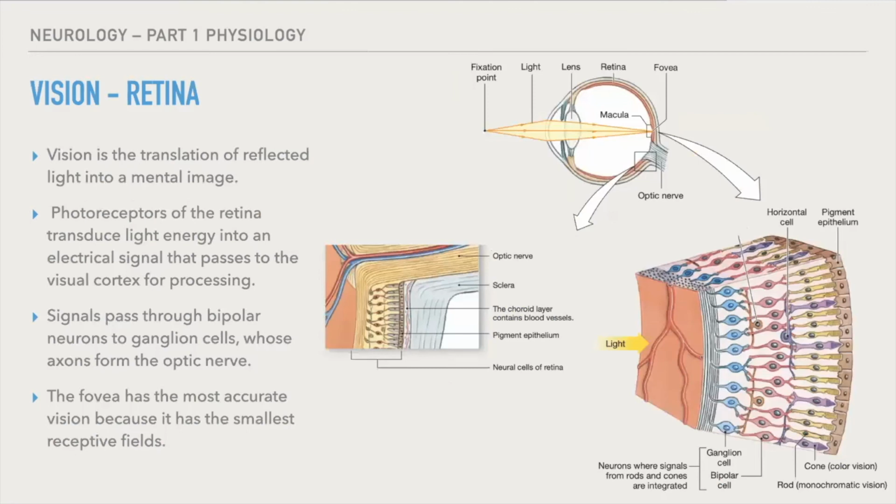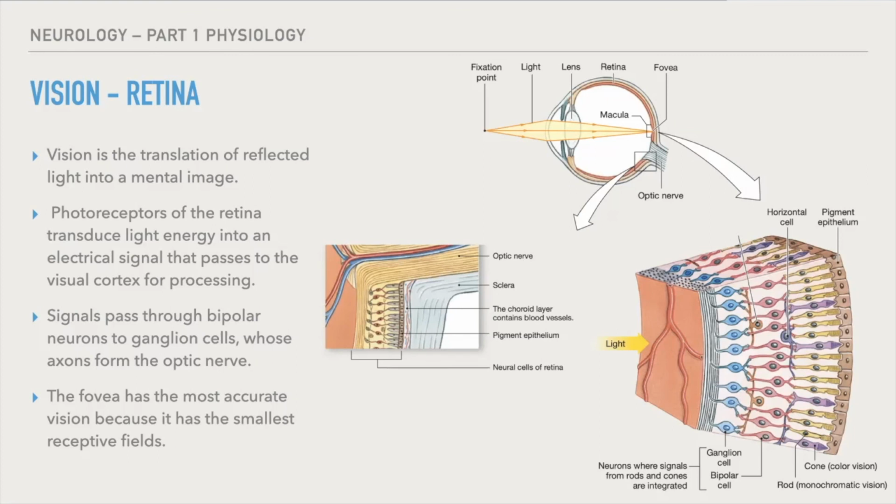Finally, the last sensory system that we will talk about is vision. So vision is a translation of the reflected light into a mental image. There are photoreceptors in the retina that transduce the light energy into an electrical signal that passes to the visual cortex, where this image will be processed. The signals pass through the bipolar neurons to the ganglion cells, whose axons form the optic nerve.